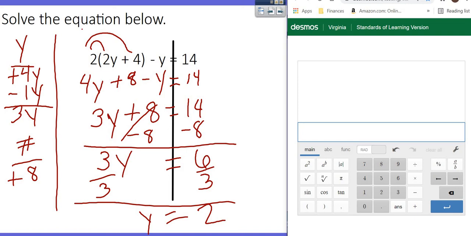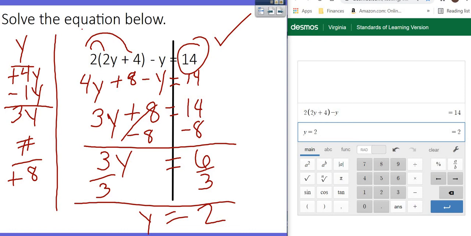Now, we want to make sure that we are correct. So to do that, we're going to check it. We're going to type 2 parentheses 2y plus 4 close parentheses minus y. So we have put in everything on the left side of that equal sign. Then we're going to go down here and type in what we found. Y equals 2. And that gives us 14, which means we are correct.